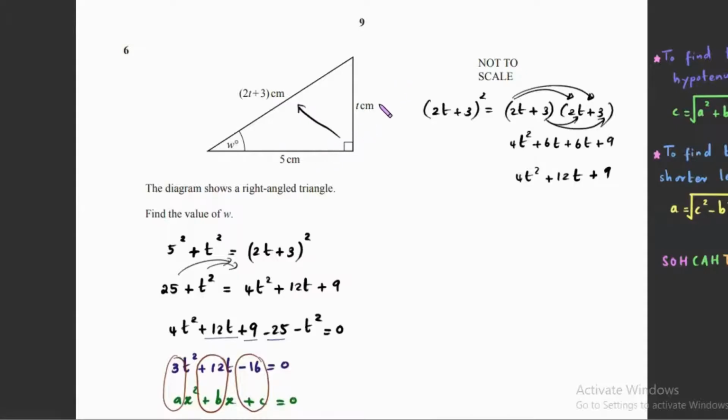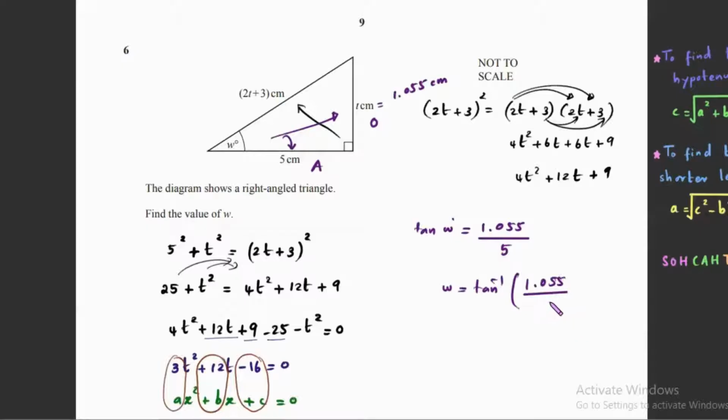To calculate w, I know the value of this t, which is 1.055 centimeters. Then in this triangle that is given to us, to find what w is, this t is the opposite side, whereas this 5 is the adjacent side. So I can make use of tan. So tan w will be equal to the opposite side, which is 1.055, over the adjacent side, which is 5. I need to find what w is to calculate the angle. Whenever we calculate the angle, we will make use of inverse. So in this case, I need to do inverse tan of 1.055 over 5.